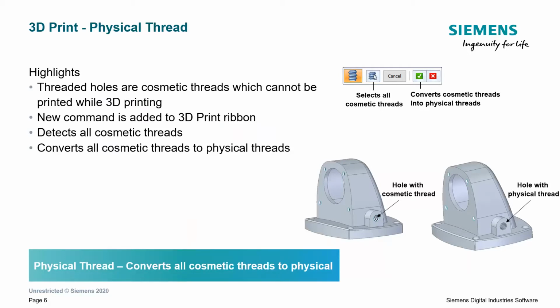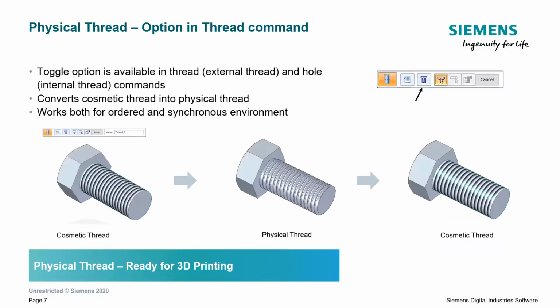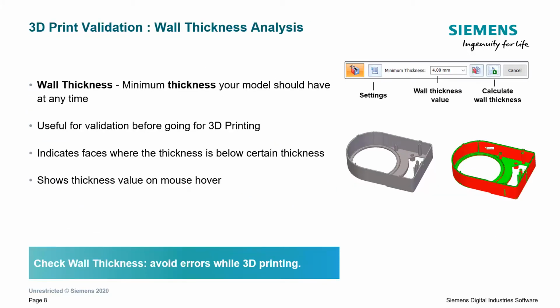One of the items we have that is new is physical threads. When you're 3D printing, a symbolic thread simply won't do. So now we can create a physical thread which can be 3D printed. This physical thread option is also available inside the thread command, so you can toggle from a symbolic to a physical thread. We have several new 3D print validation checkers.